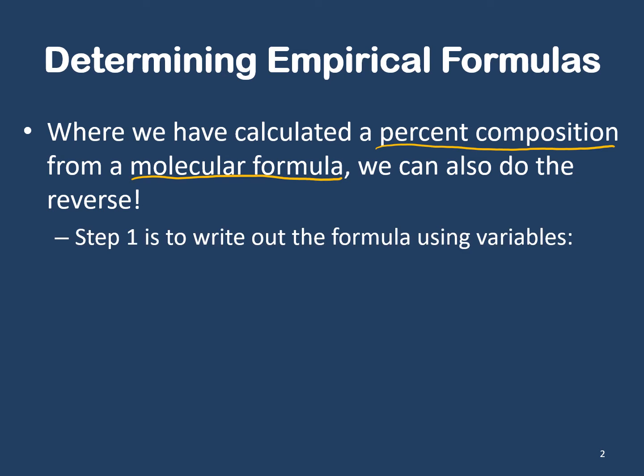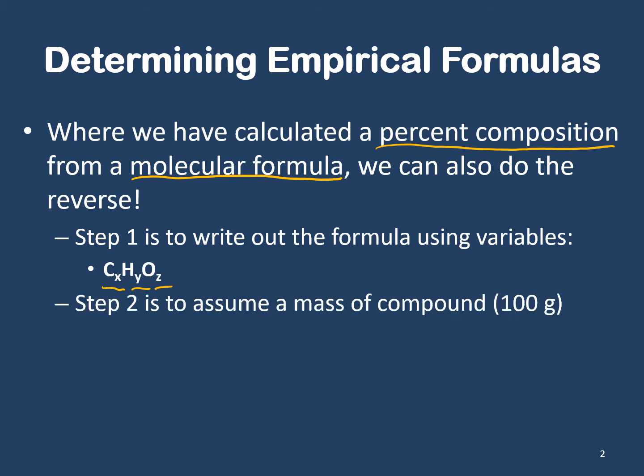The first step would be to write out our compound's formula using variables. So we're going to do an organic compound that contains carbon, hydrogen, and oxygen in our example. And we're going to go through all the steps first, and then we'll do an example. So in our case, we have CxHyOz, and our goal of the problem is going to be identifying what the x, y, and z values are.